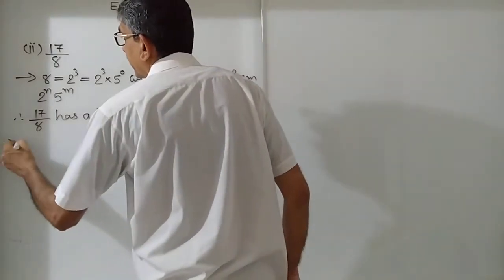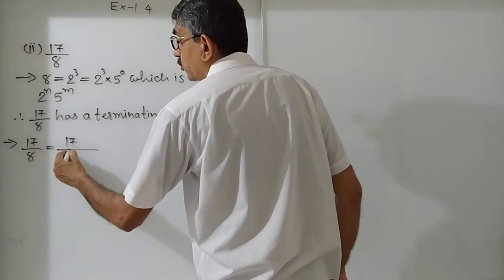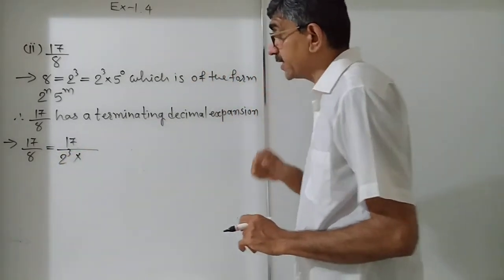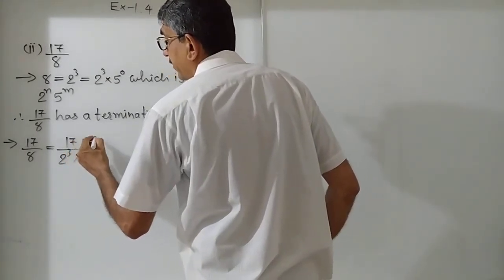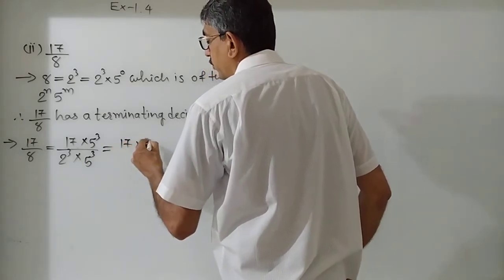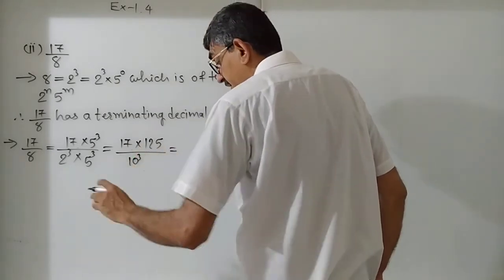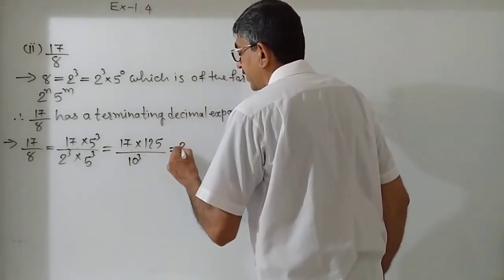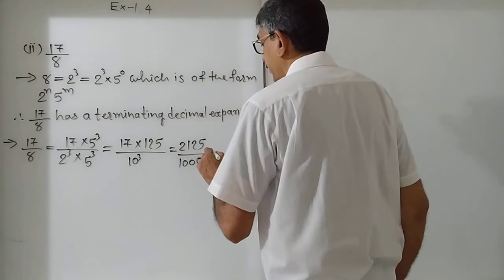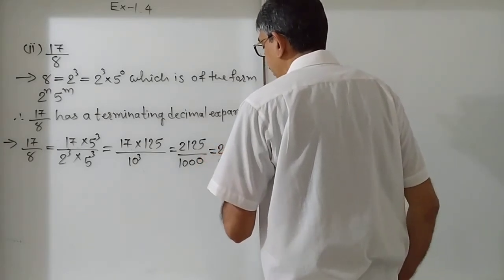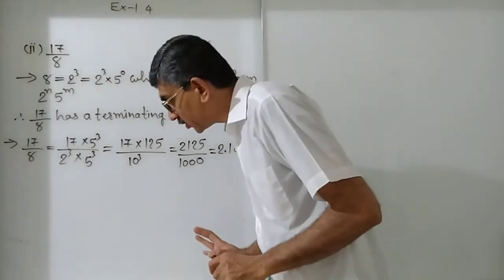Okay, let's try to express it in decimal form. 17 upon 8, where 8 means 2 cube. By what term should we multiply to convert into 10? Here there is 2 cube, so there should be 5 cube. Multiply the numerator by 5 cube. So 17 into 5 cube is 125, and here we get 10 cube. We multiply, and multiplication gives 2125 upon 10 cube. If you carry it out in rough form, as I have done here, it is equal to 2.125. So this decimal expansion is 2.125. Understood?